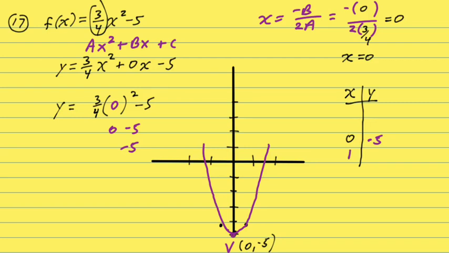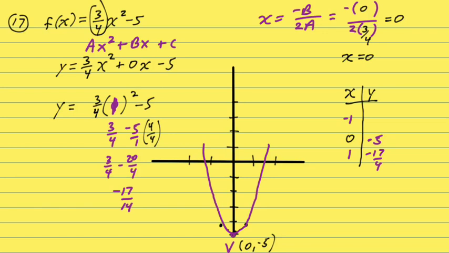If I put in a 1, what's 1 squared? 1. You have to do the exponent first. And 1 times 3/4 is 3/4. 5 could be called 20 over 4, right? You'd have to make it into a common denominator. 3/4 minus 20/4 is negative 17/4.